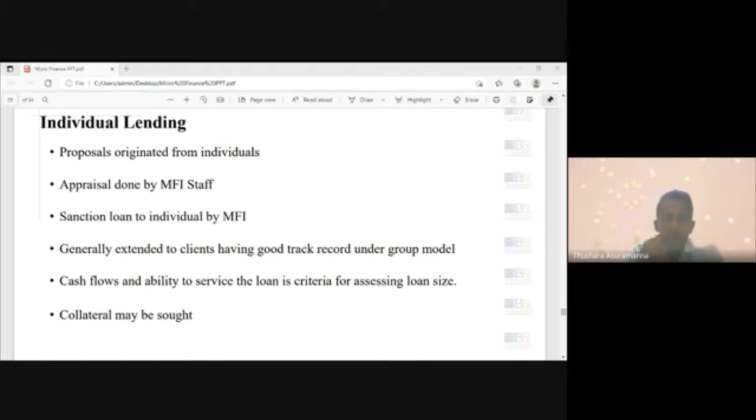So the proposal originates from individuals like you and me, like SME customers. You can go to a bank and say, I am so and so, I have come up to this level, and this is the loan proposal that I want to take a loan for.